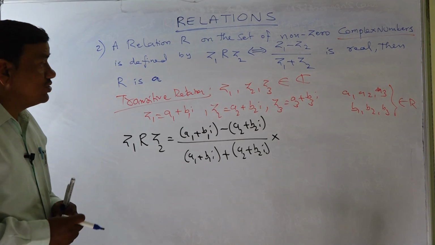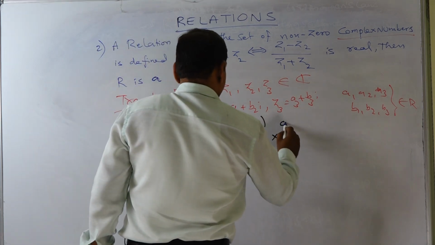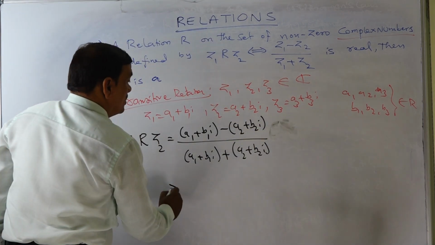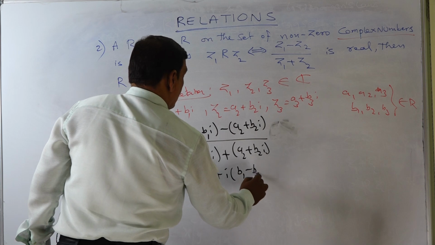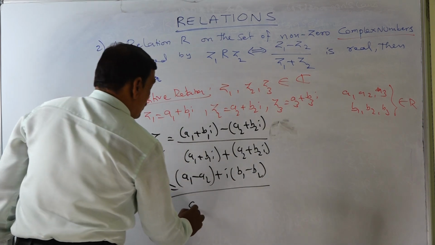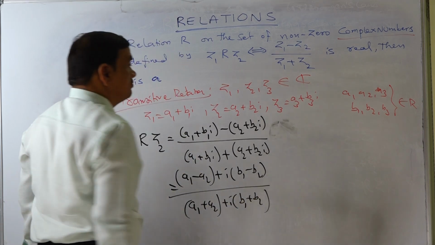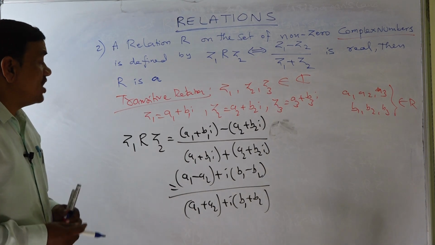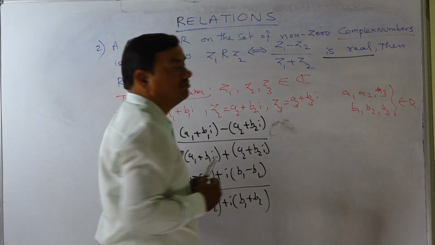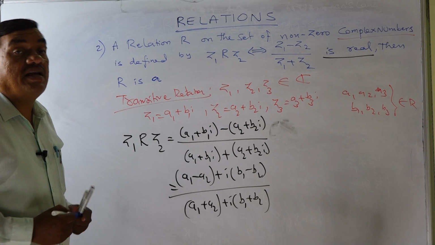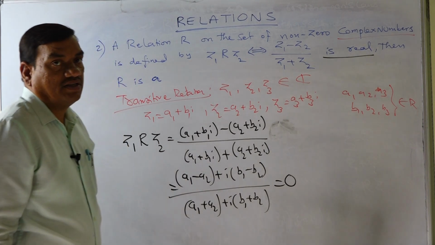In order to simplify this, first of all you simplify. This is nothing but (A1 minus A2) plus i times (B1 minus B2), over (A1 plus A2) plus i times (B1 plus B2). Now understand this: it is already given that it is a real number. For my convenience, I will take this real number as 0.